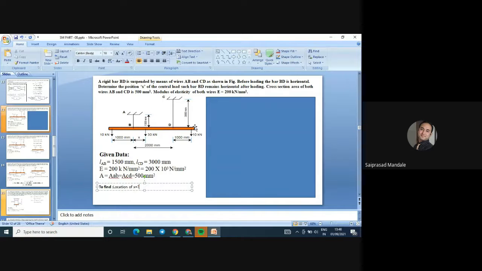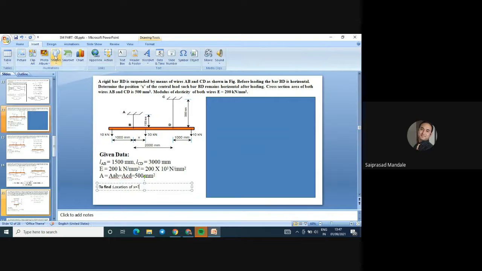Say this is the bar which is right now not in the loading condition, meaning there is no 10 kilonewton force, 30 kilonewton force, and 10 kilonewton force. What they are saying is that the bar BD is horizontal before loading. Once we apply the load, the bar BD remains horizontal after loading.